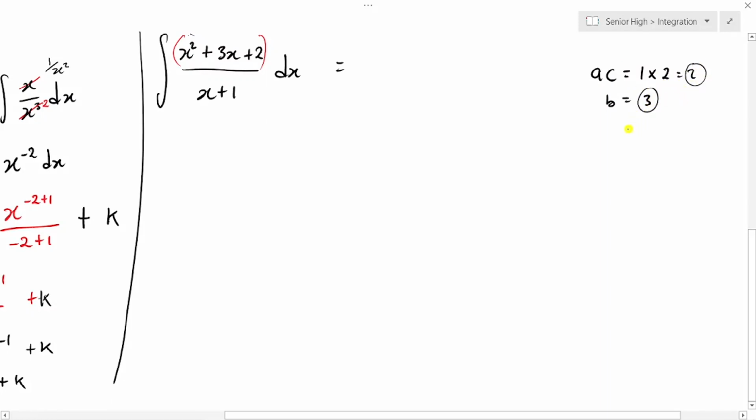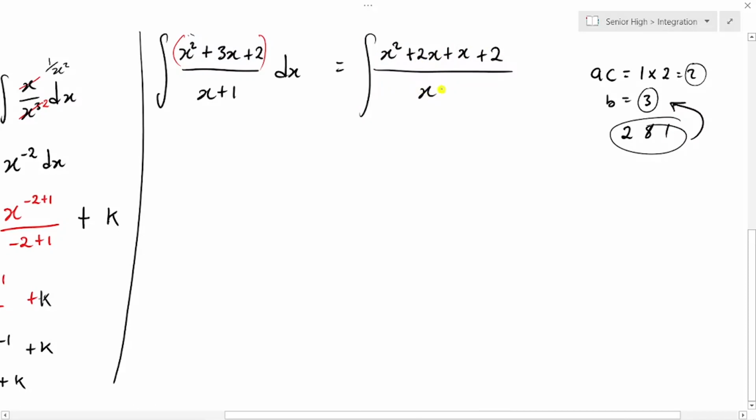And what are those two values? It's going to give us 2 and 1. So we take these two values and substitute for the value of B, and that will become x squared plus 2x plus x plus 2. Remember, if you don't know how to do this, then please go back to my video on factorization in quadratic expressions. I did a whole series of videos on that. Okay, so in this part I can break this down again.